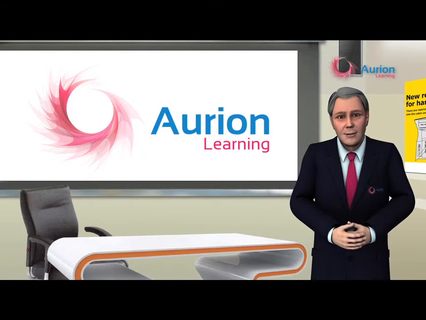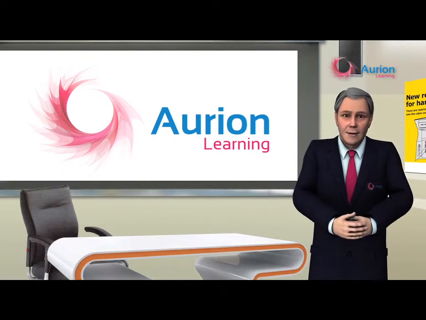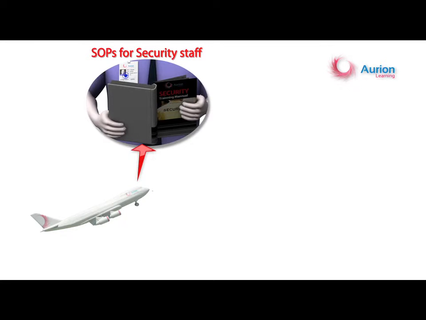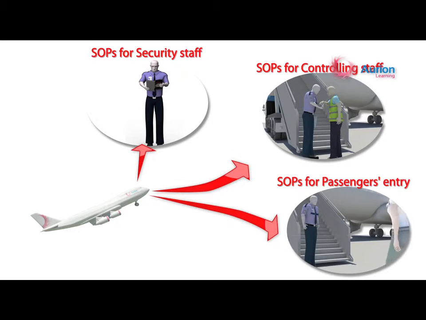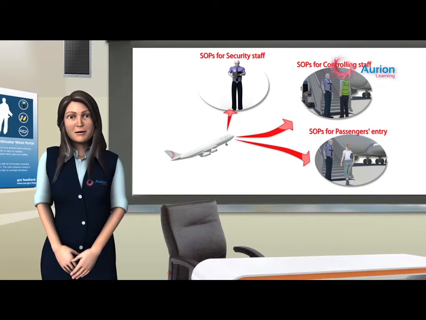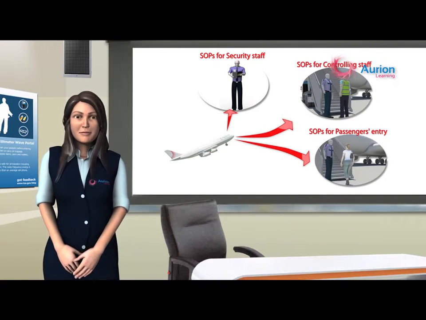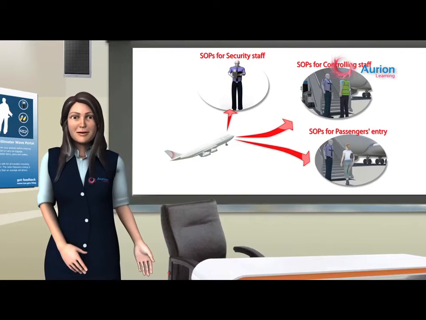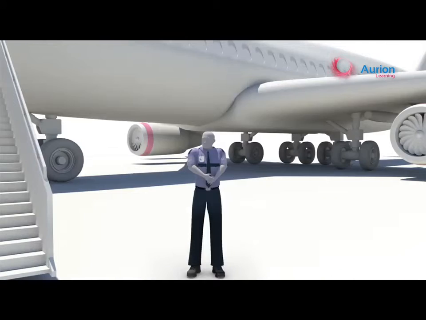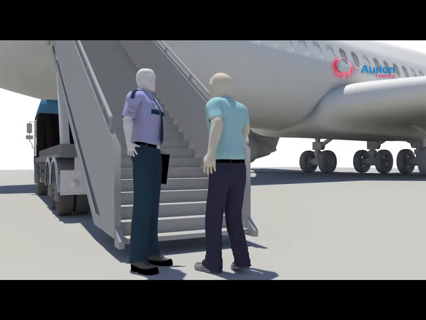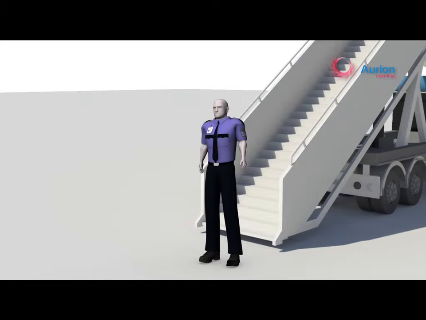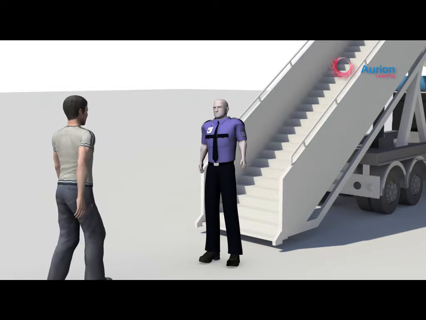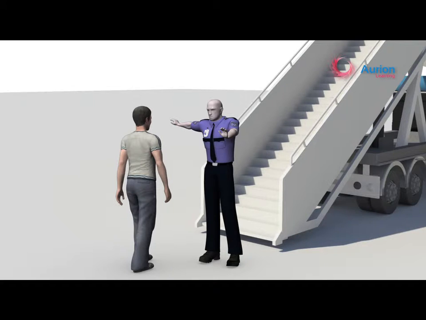Standard operating procedures to protect a parked aircraft includes the following: SOPs for security staff, SOPs for controlling staff entry, SOPs for controlling passengers entry. As part of the airport standard operating procedure to protect aircrafts on ground, the security staff should guard all access points to the aircraft, ensure that only authorized people are allowed on board, stop unauthorized people attempting to board the aircraft or be in the vicinity of an aircraft.